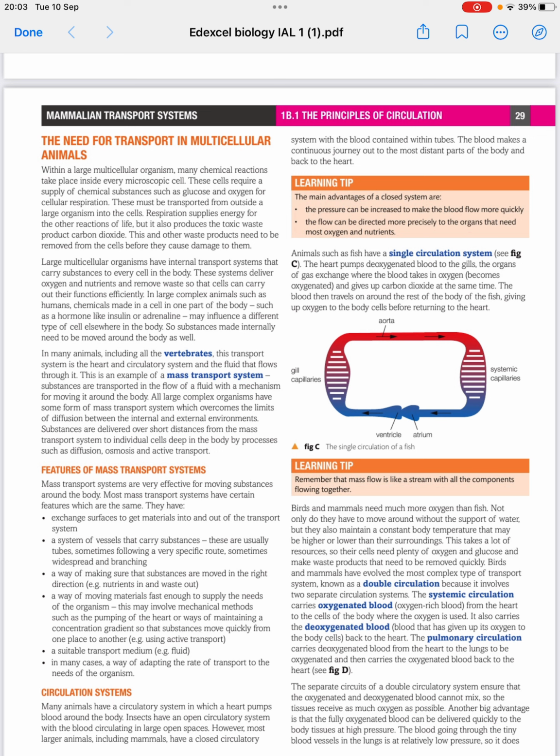All large complex organisms have some form of mass transport system, which overcomes the limits of diffusion between the internal and external environments. Substances are delivered over short distances from the mass transport system to individual cells deep in the body by processes such as diffusion, osmosis, and active transport, as I just mentioned earlier.